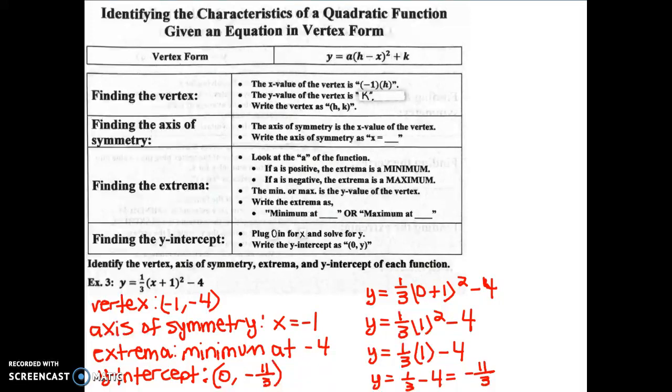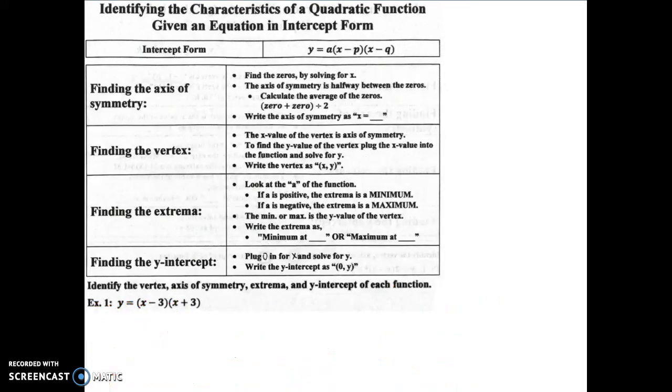Now, lastly, we're going to look at identifying characteristics when the equation is in vertex, I'm sorry, not vertex. That's what we just did. It is in intercept form. So let's go ahead and take a look at our instructions. The first thing we need to do is find the zeros by solving for x. So I know that if I were to solve this, this would be x equals 3, and this would be x equals negative 3. Okay.